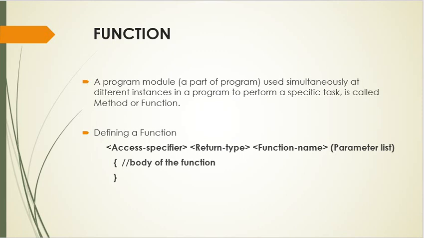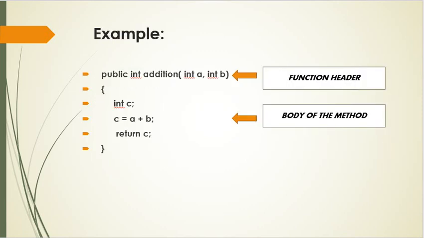Now let us look at one example of it. See here, one function named addition. The return type of the function is int, and public is the access specifier. As we know, there are three access specifiers: public, private or protected, so we can use any one of these three.